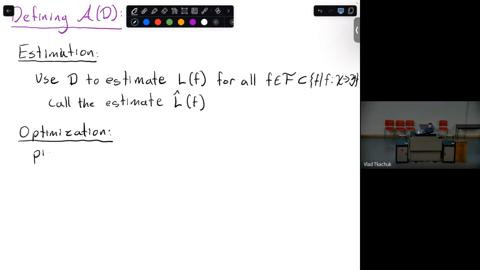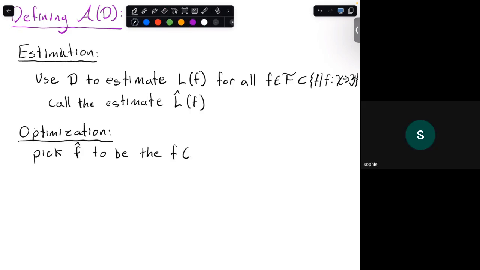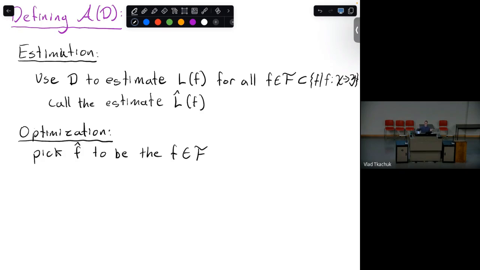So what does this step do? It says pick f hat, right? That's what our algorithm is going to do. It's outputting this f hat. So pick f hat to be the f, and I'll make it explicit again, f, which is an element of this set of functions we're looking over, that minimizes this L hat thing. Okay. So here's our learning function.